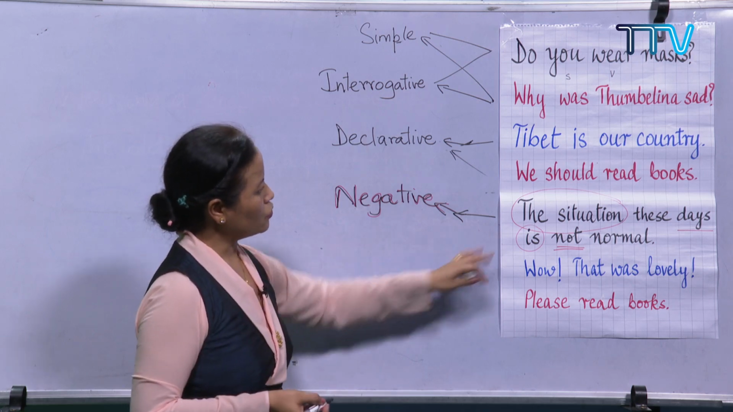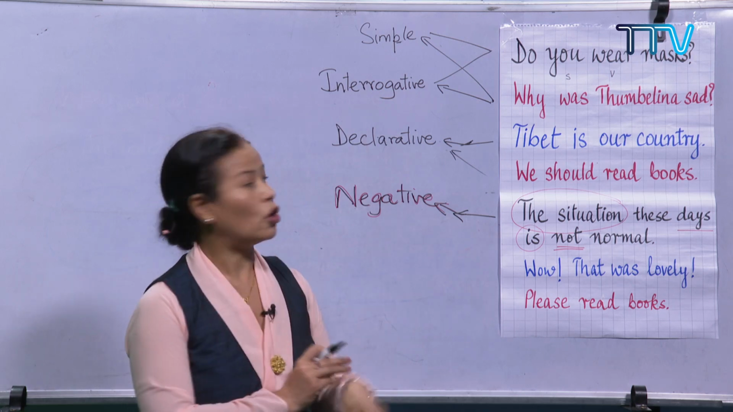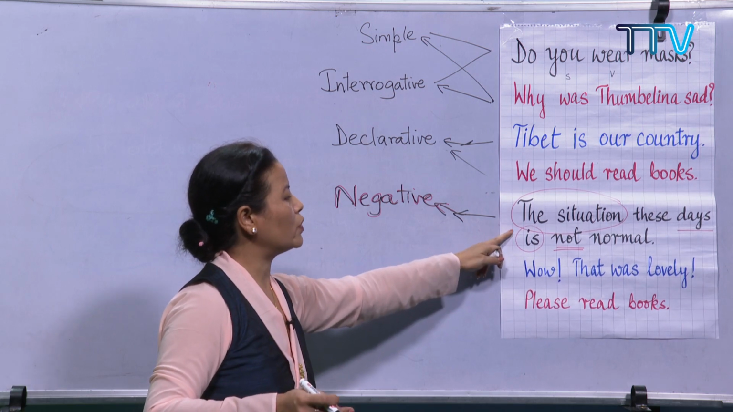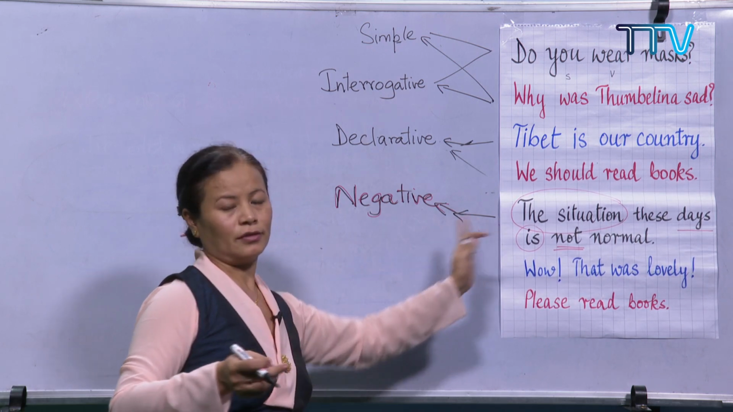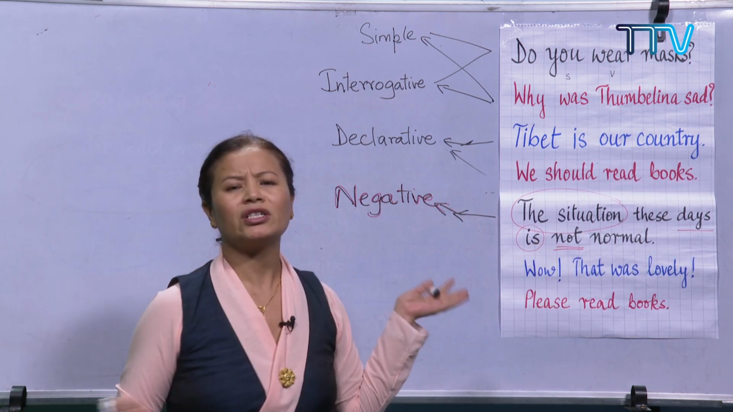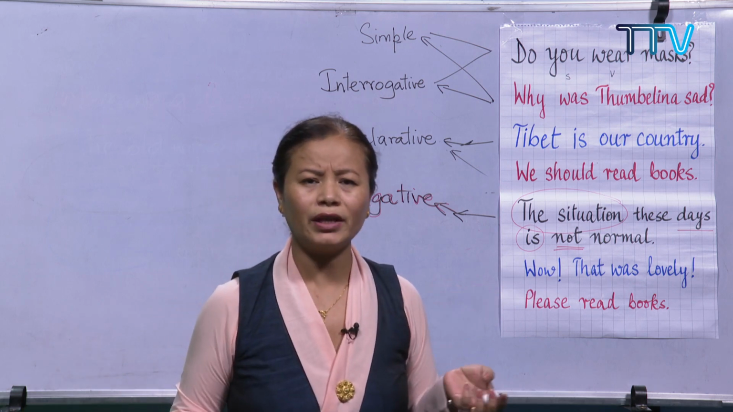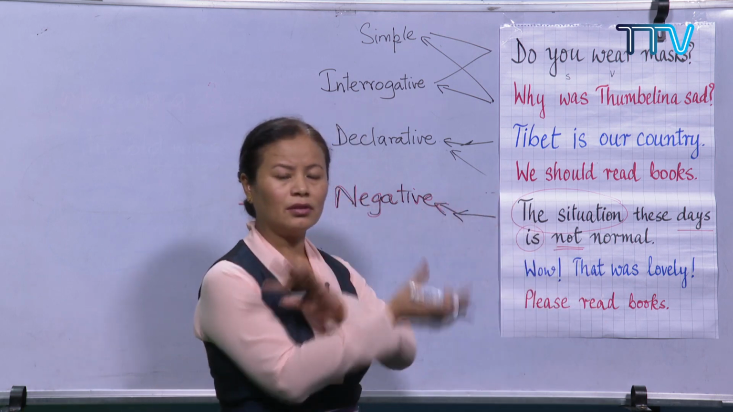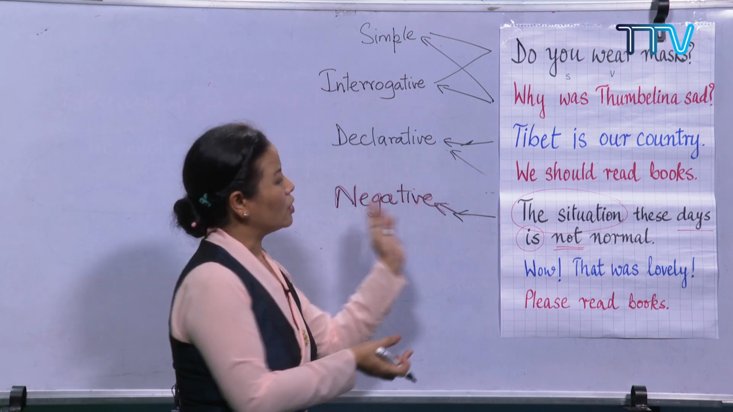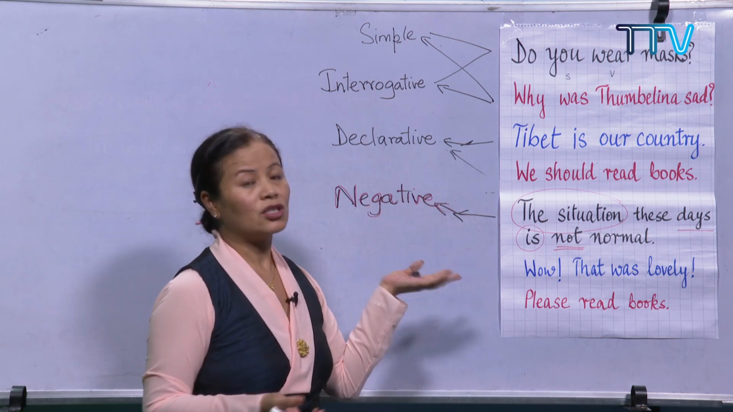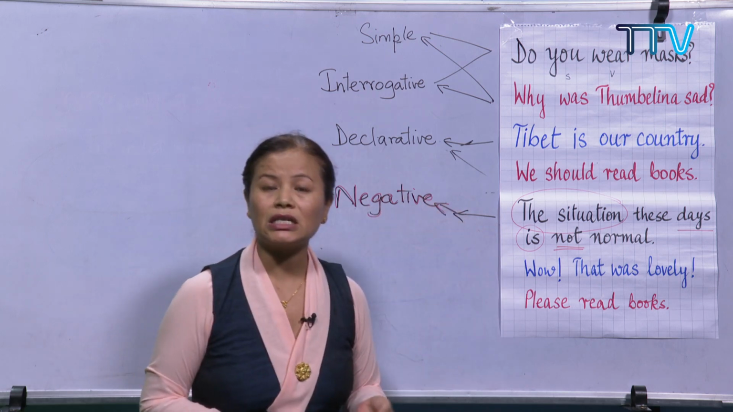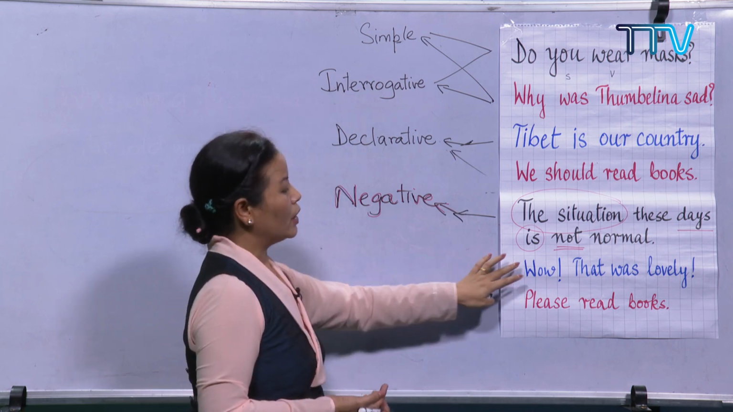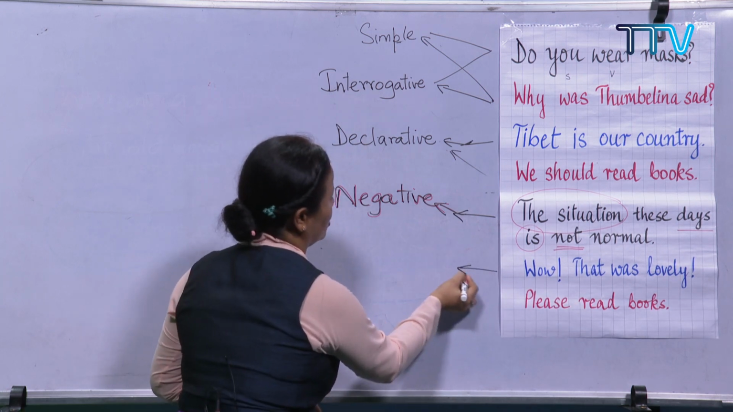Okay. The situation these days is not normal. So negative. So we can make it positive by removing not. The situation these days is normal. Okay. If you remove not, then it changes into positive. The situation these days is normal. Positive. The situation these days is not normal. Negative. And then we have another one here.